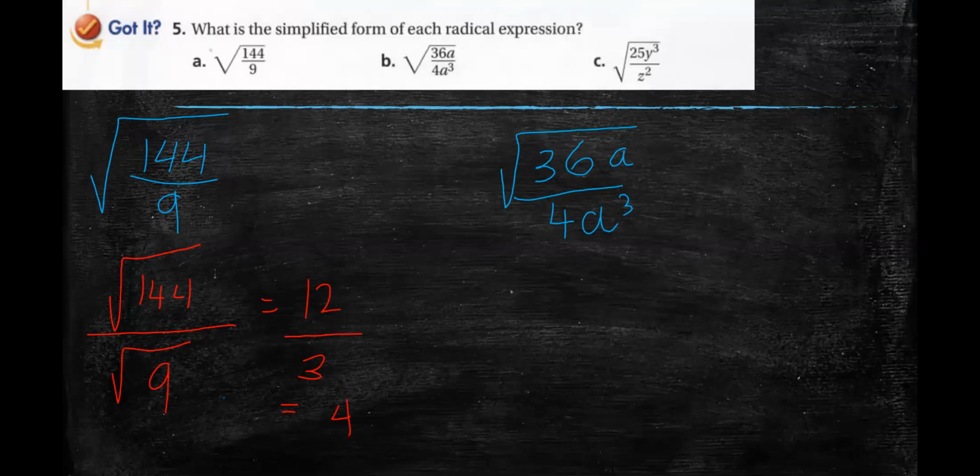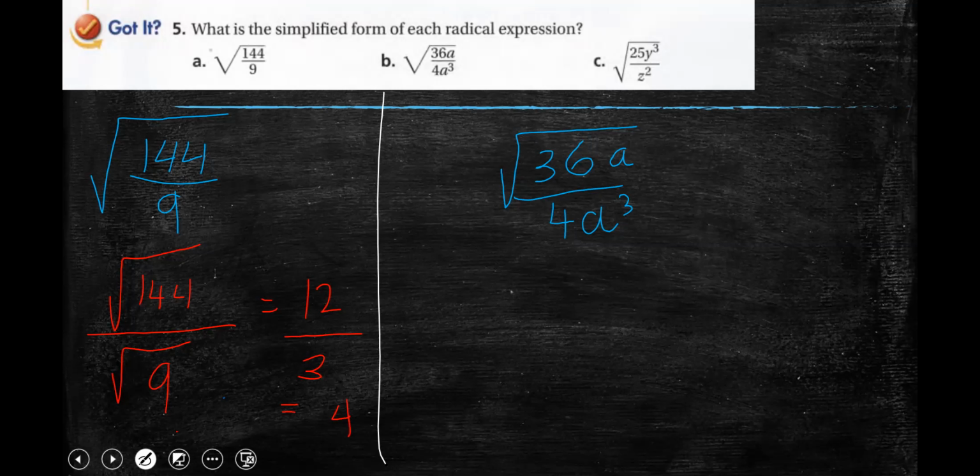Now let's do B. In B here, look at the denominators. Is it a perfect square? Yes. Look at the numerator. Square? Yes, teacher. That's very easy. So I have 36 up and 4 down. Now let's come with the variables.